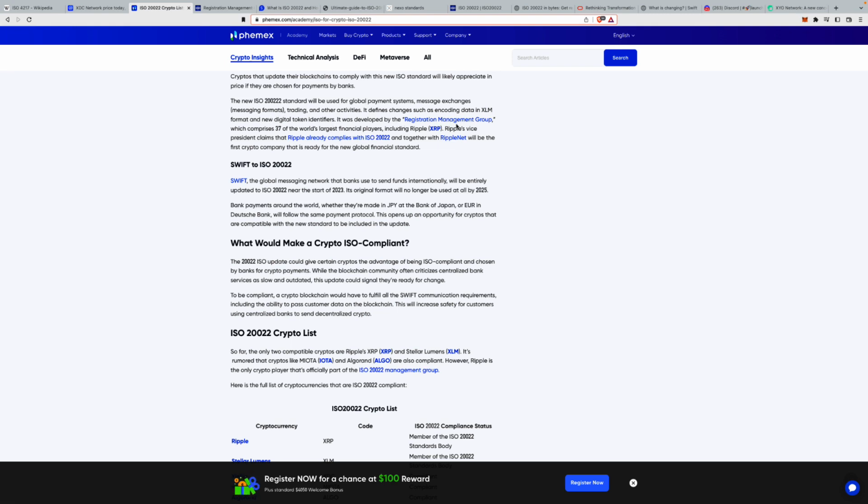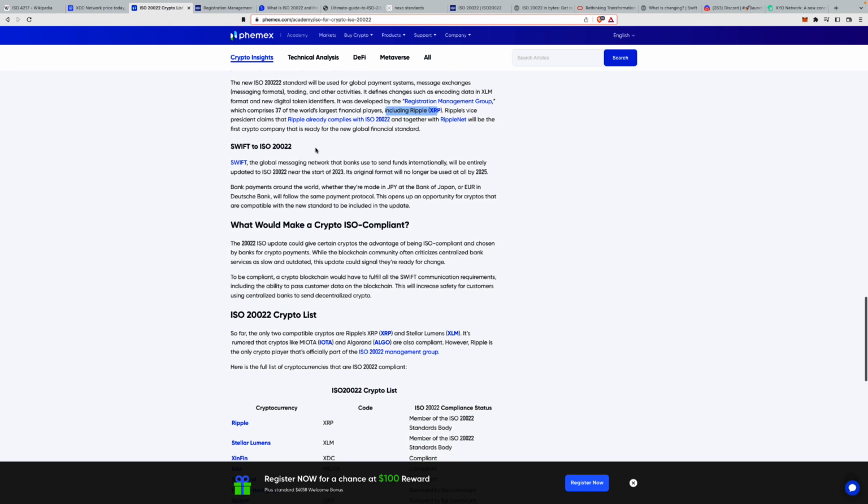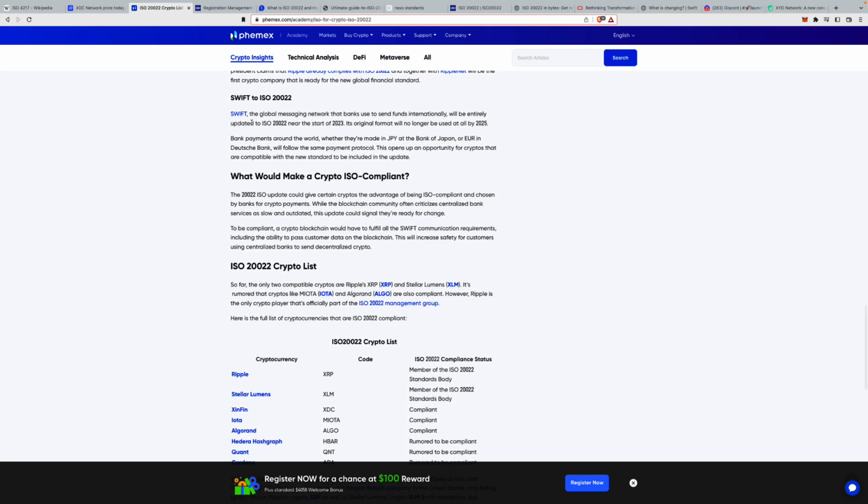It was developed by the Registration Management Group, which comprises 37 of the world's largest financial players, including Ripple. Ripple's vice president claims that Ripple already complies with ISO 222, and together with RippleNet will be the first crypto company that is ready for the new global financial standard. Swift to ISO 222: Swift, the global messaging network that banks use to send funds internationally, will be entirely updated to ISO near the start of 2023. Its original format will no longer be used at all by 2025.